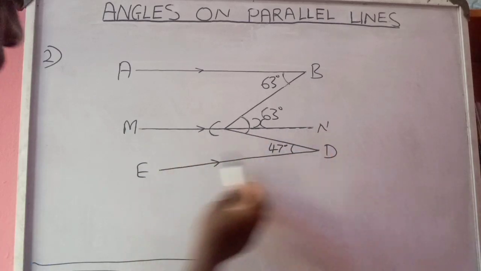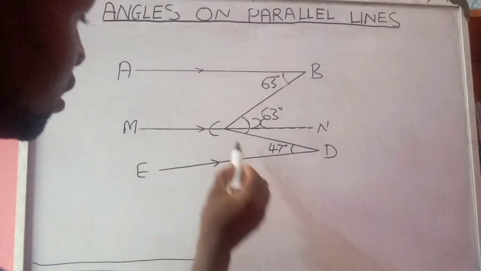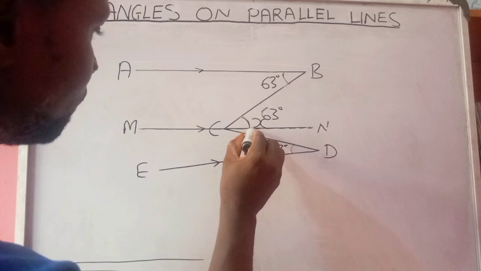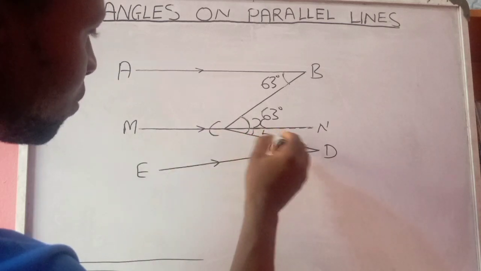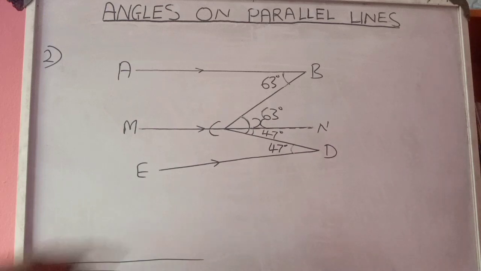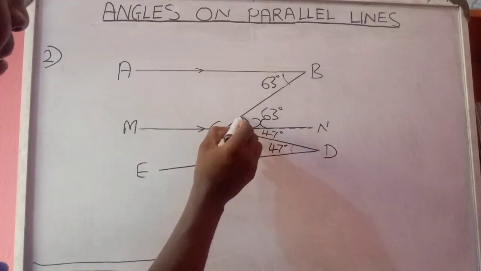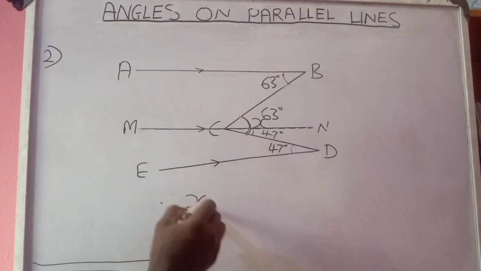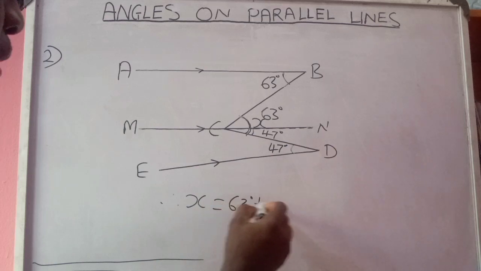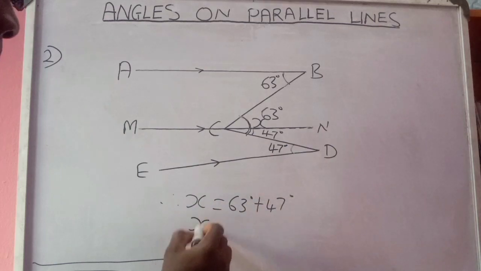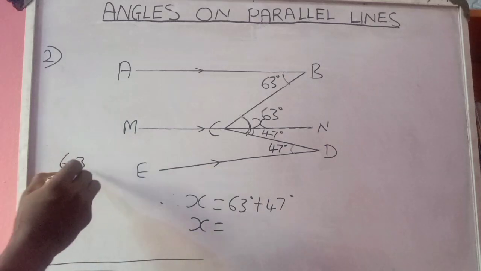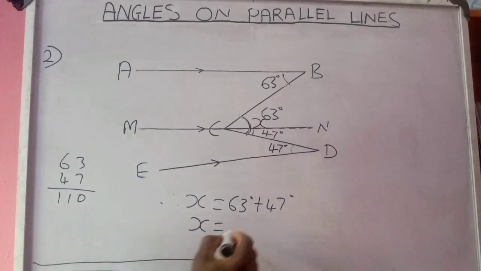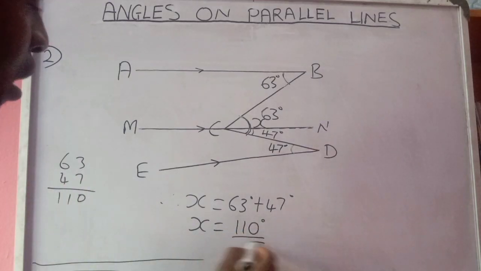So now let's compare this transversal line. The two parallel lines here, MN and ED, have a common transversal line like this. So if this place is 47, this other side should also be what? 47 degrees. So you can say the value of x is the extension from here all the way to this place. Therefore, x is equal to 63 degrees plus 47 degrees. So what would that give us? 63 plus 47 is 110. So that will give us 110 degrees as our answer.